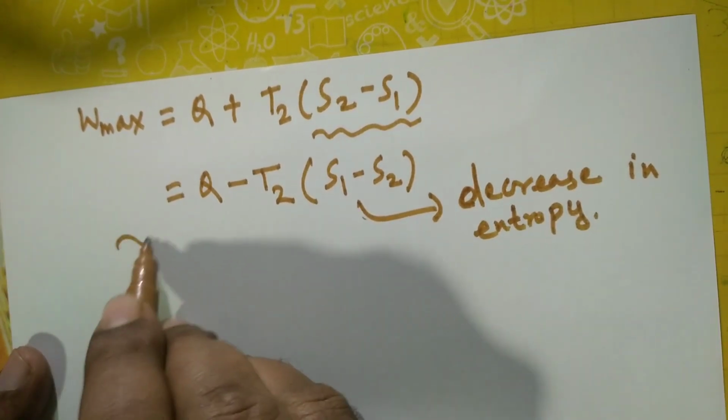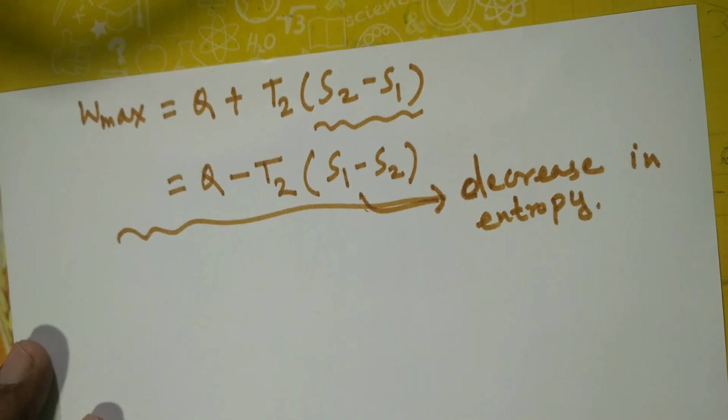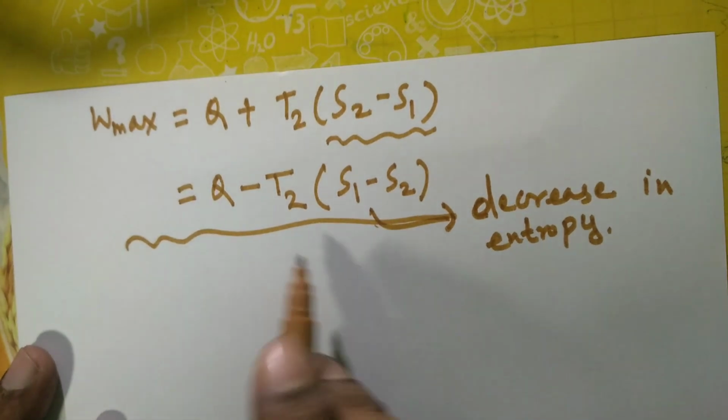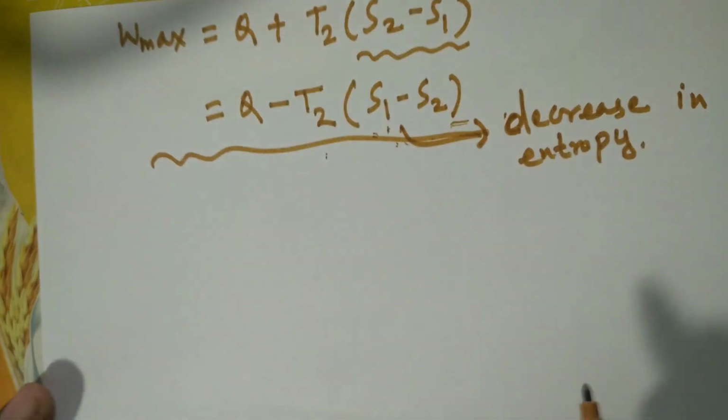So this is proved. So slight correction is needed. It should not be Q plus T2 multiplied by S1 minus S2. It should be Q minus T2 multiplied by S1 minus S2, where S1 minus S2 is the decrease in entropy of the body.